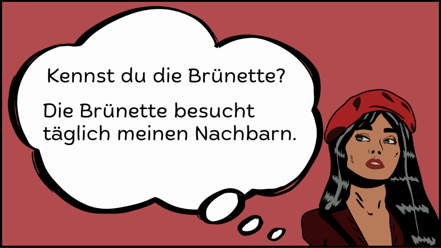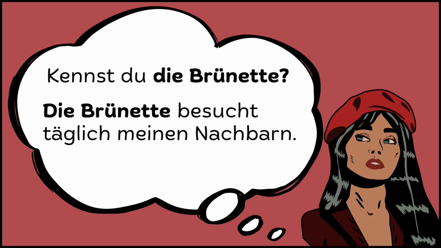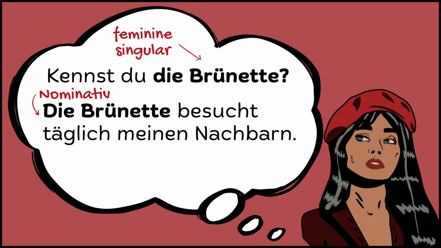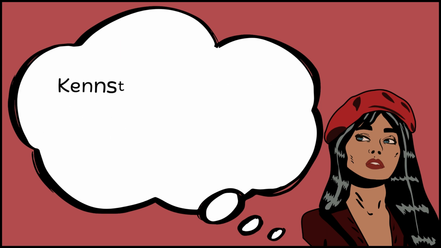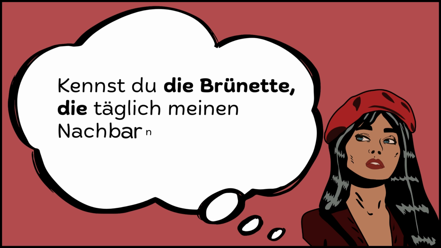First, identify what is the second sentence giving us information about. It's die Brünette, right? Since the noun in the Hauptsatz is feminine and singular, and the case of the common noun die Brünette is nominative in the second sentence, we will use the Relativpronomen die. Kennst du die Brünette, die täglich meinen Nachbarn besucht? Jetzt seid ihr dran. Form Relativsätze in the same way.